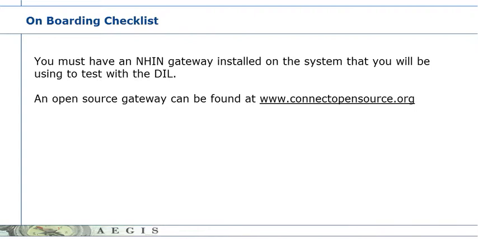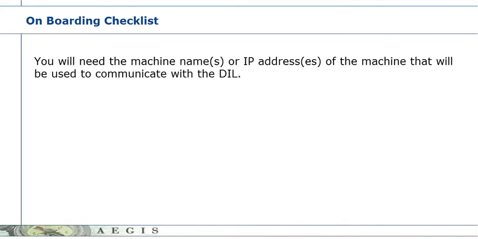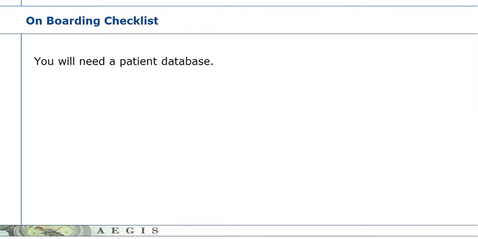You must have an NHIN gateway installed on the system that you will be using to test with the DILL. Ensure that the endpoints for this gateway are exposed so that the DILL can communicate with your gateway. If you need a gateway, an open source gateway can be found at www.connectopensource.org. You will need the machine name or IP address of the machine or machines that will be used to communicate with the DILL. You will need a patient database.